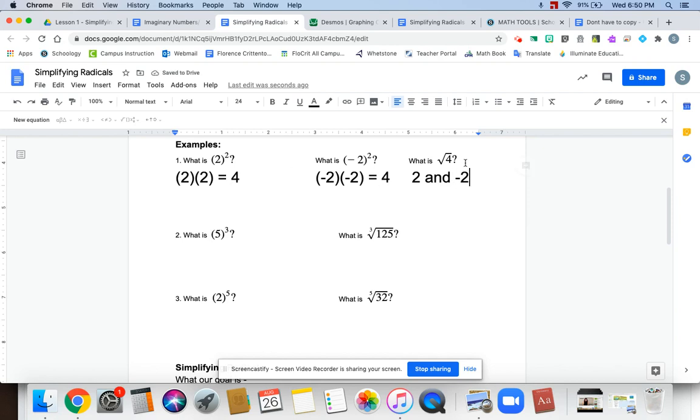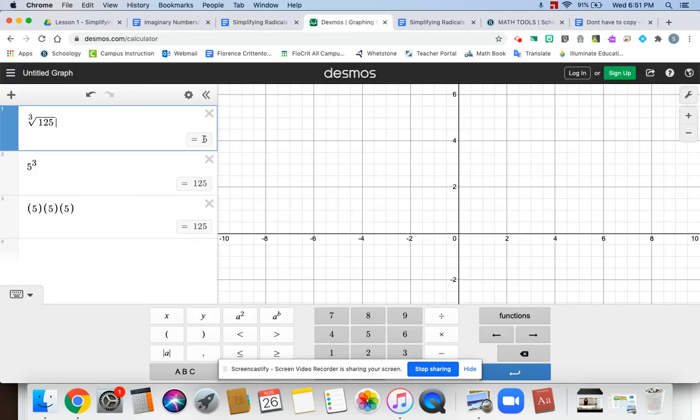So because of this fact, anytime a negative times a negative, it's always a positive. So when you take the square root of a positive number, there are always 2 answers. There's always the positive and the negative answer every single time, even though the calculator only shows you 1.